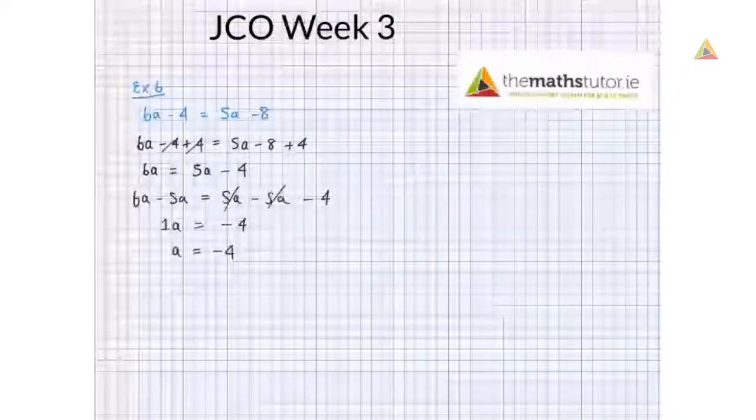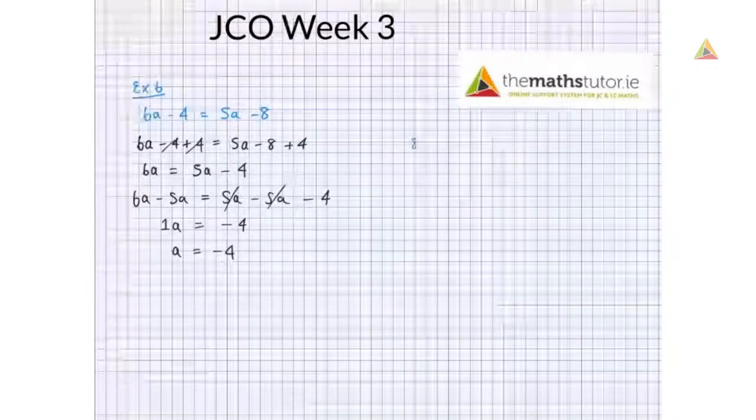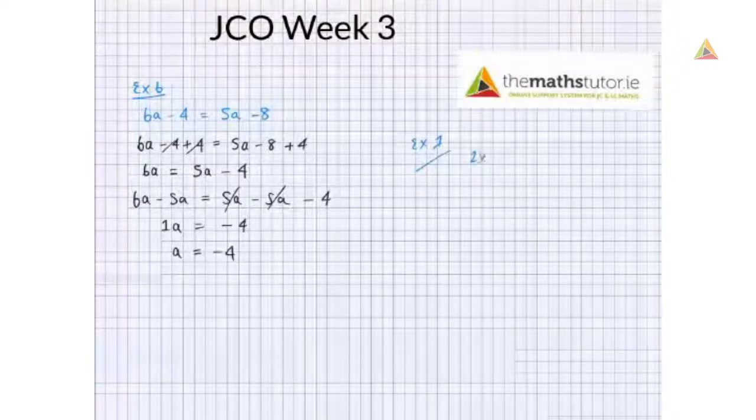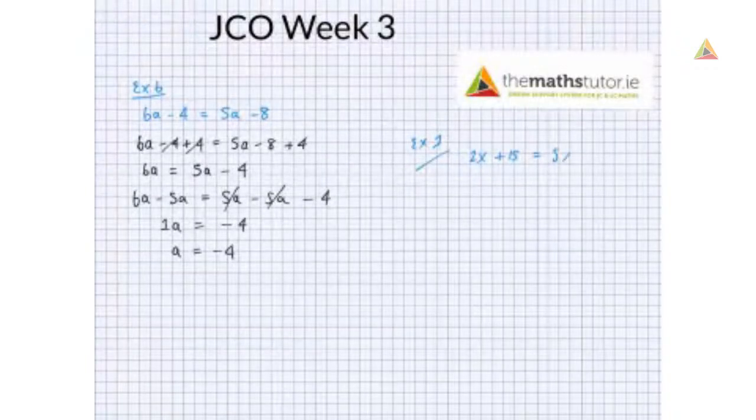Okay, we'll do one more of those examples. So example 7 this time. So this one is going to be 2x plus 15 is equal to 5x minus 3. And again, we want to get the x's to this side and numbers to this side.